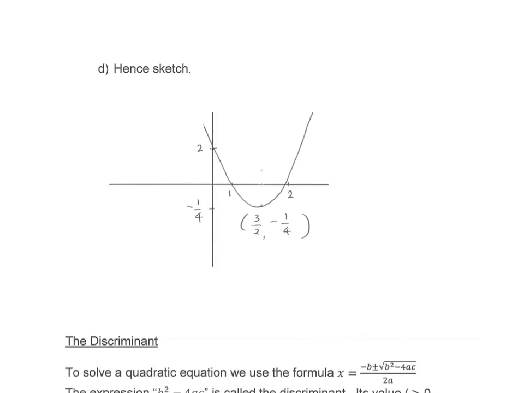We now have enough information to sketch our curve, and I know we've got it crossing the x-axis at 1, 0 and 2, 0. It crosses the y-axis at 0, 2. So if you mark each of those 3 points first, I also know I have a minimum turning point at 3 over 2, minus a quarter. I know it's a positive quadratic, so it will be that U shape anyway, and we just sketch the curve.